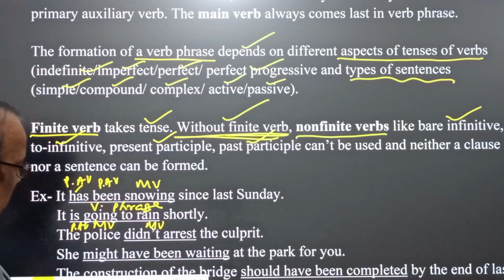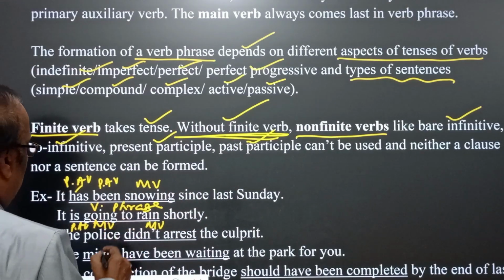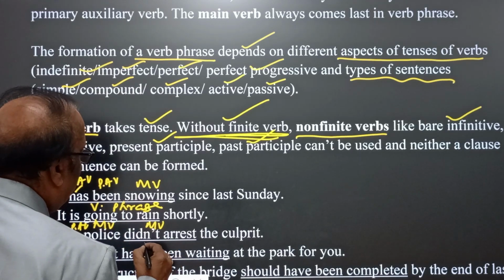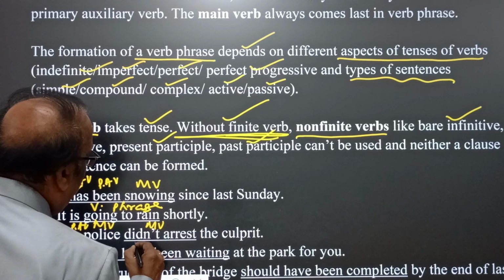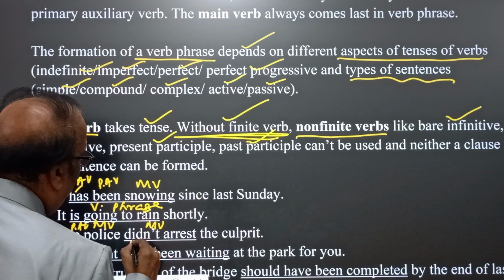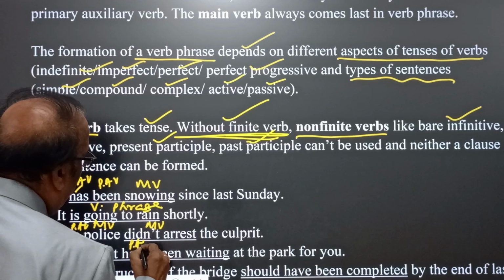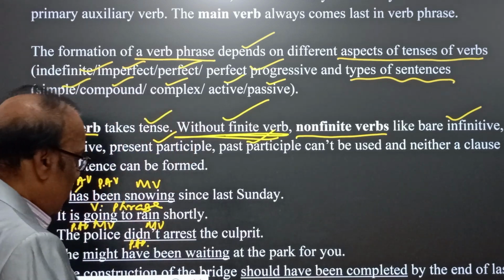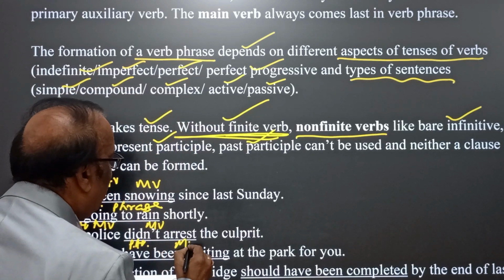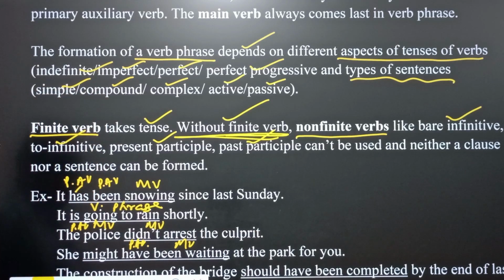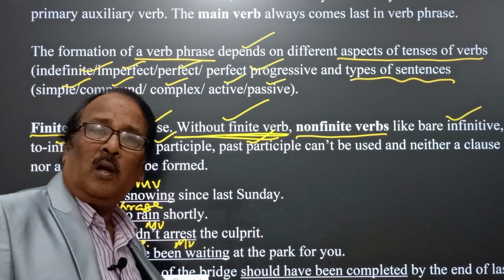Therefore, this is also a verb phrase. The police didn't arrest. Verb phrase, and here did is a primary auxiliary, do verb, and not is a negative adverb, and arrest is the main verb and the complement. So if we listen here, we find the sentence: the police didn't arrest the culprit.